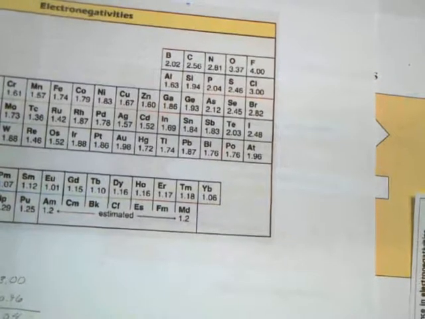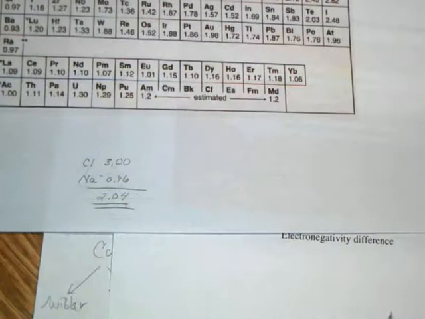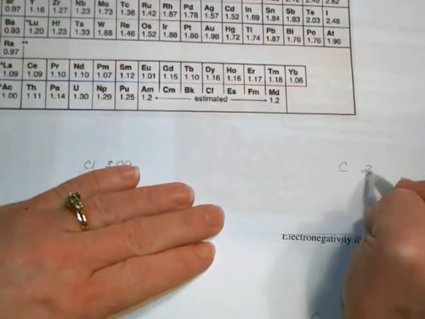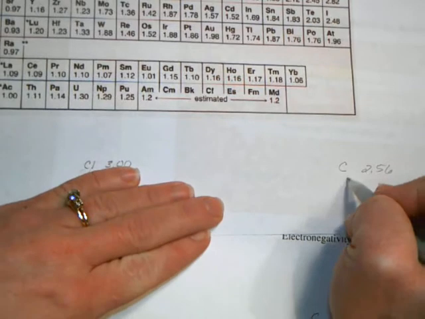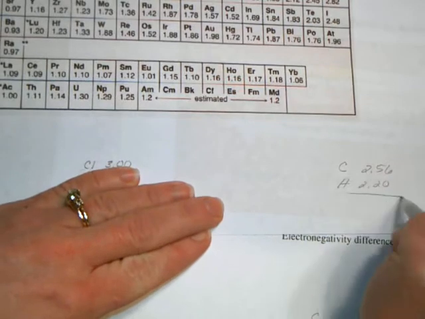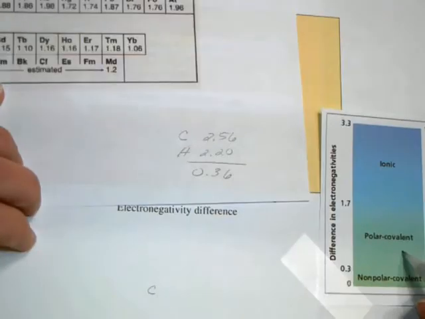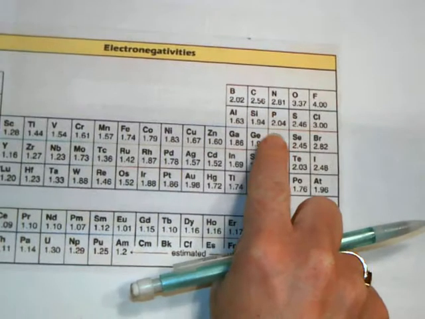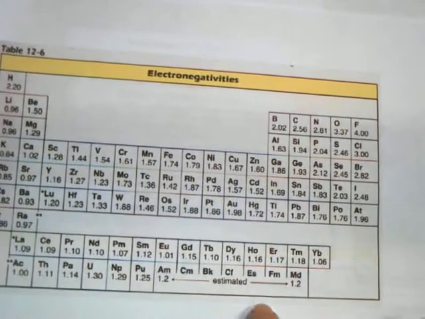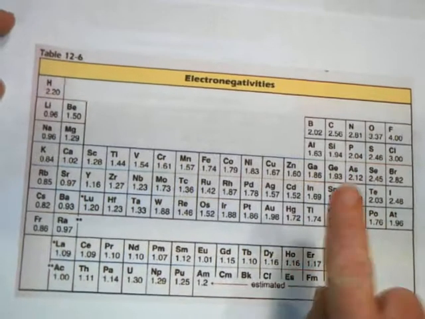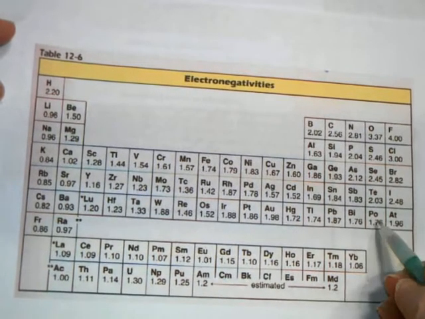Let's look at another. How about carbon and hydrogen? Carbon is 2.56. Hydrogen is 2.20. So a difference of 0.36. That would make it polar covalent. Basically, elements need to be right next to each other on the periodic table to deliver a fairly equal sharing in the case of being covalent.